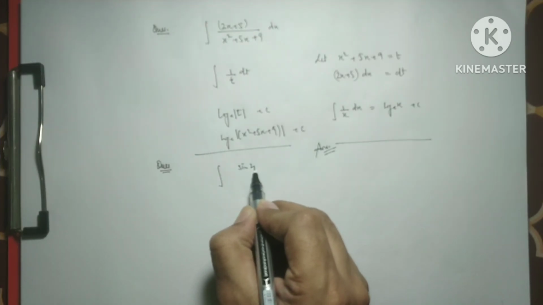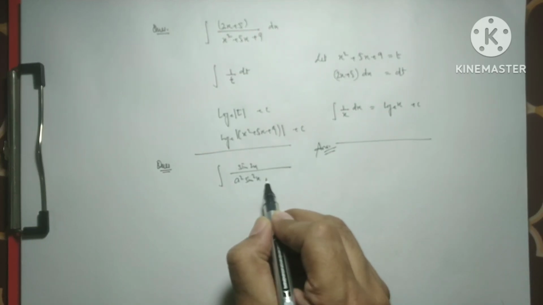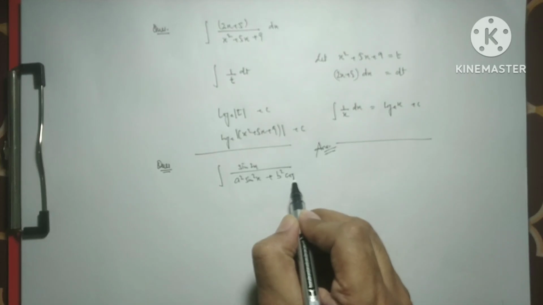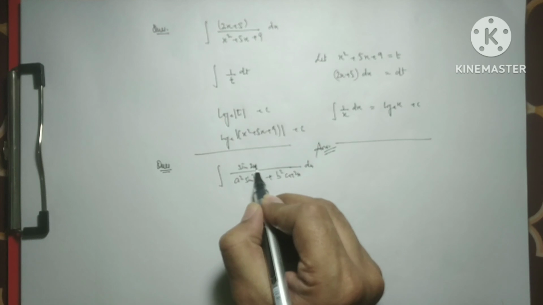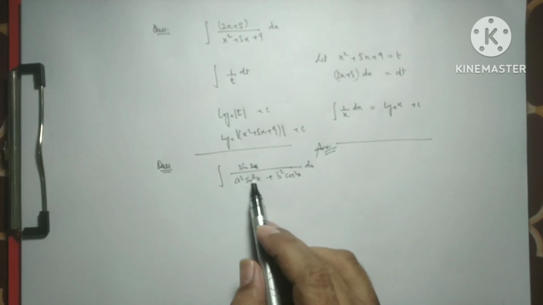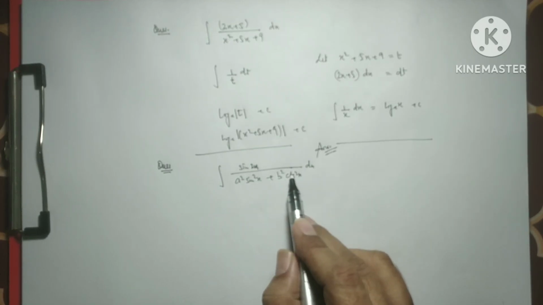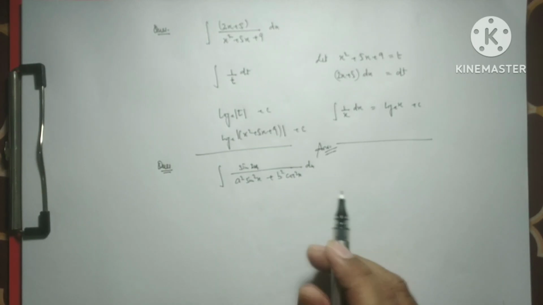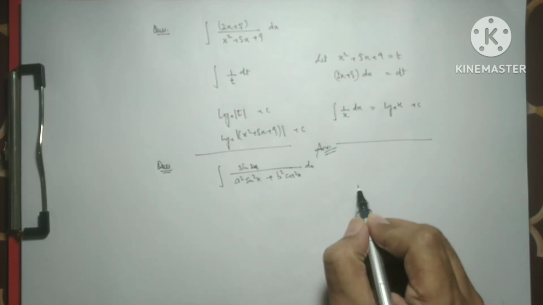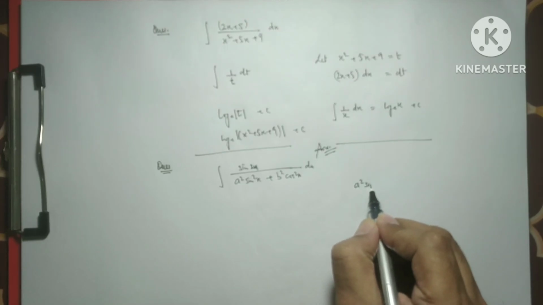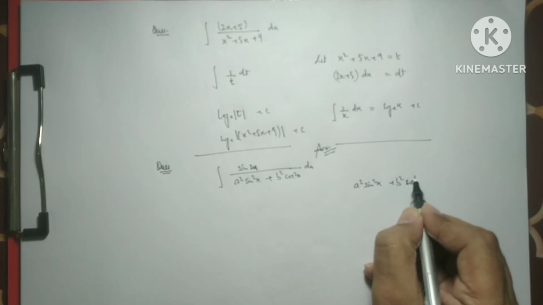Next: sin 2x divided by a square sin square x plus b square cos square x. It is sin 2x. On differentiation of sin square x we get sin 2x, and on differentiation of cos square x we get minus sin 2x, meaning sin 2x will be formed definitely. So we consider this denominator a square sin square x plus b square cos square x as t.